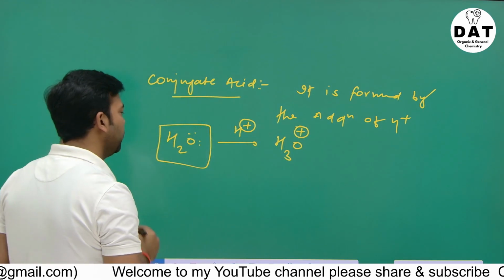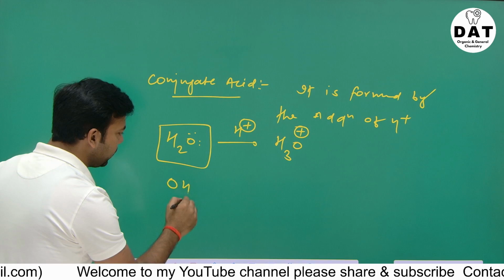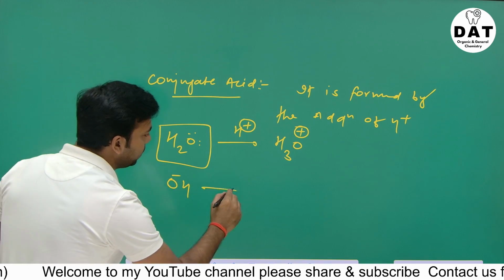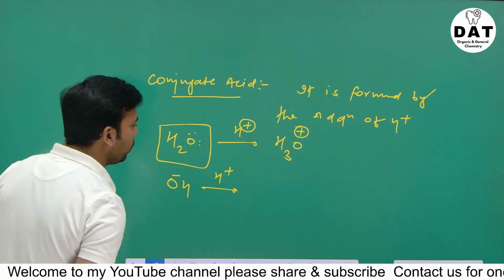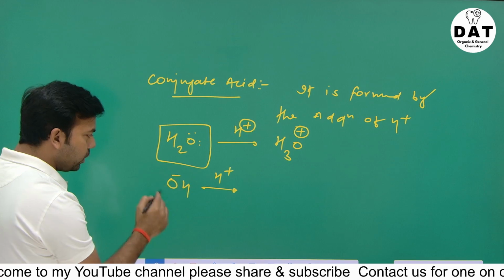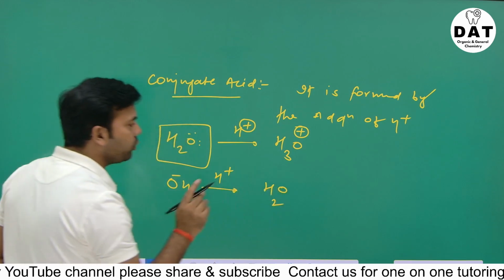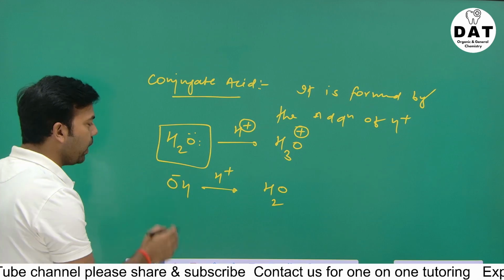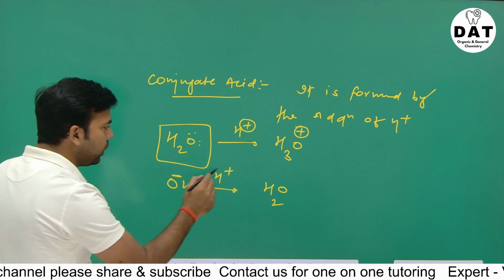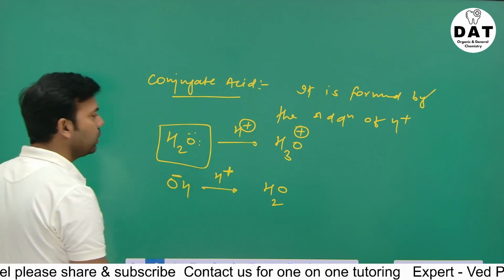Make sense? Suppose here you have OH minus and we are going to make its conjugate acid. So again H plus. Now in this case you have just 1 hydrogen here. So once you add a proton it will become H2O. But what should be the charge here? There is no charge. Why? Because 1 negative and 1 positive cancel out. Clear?